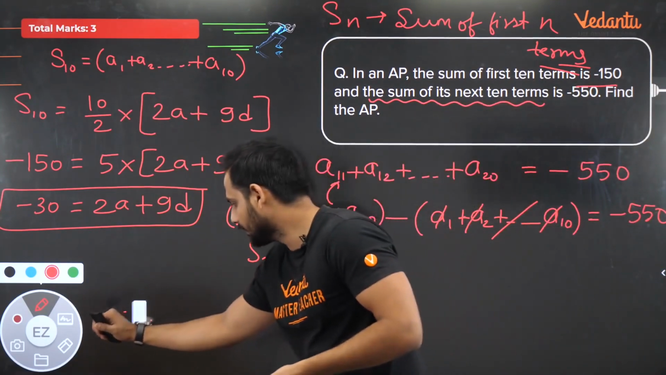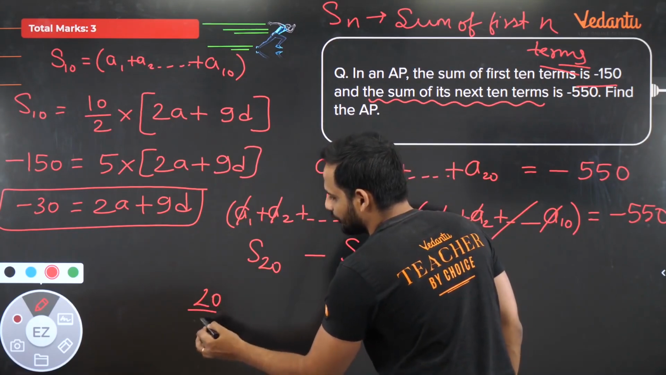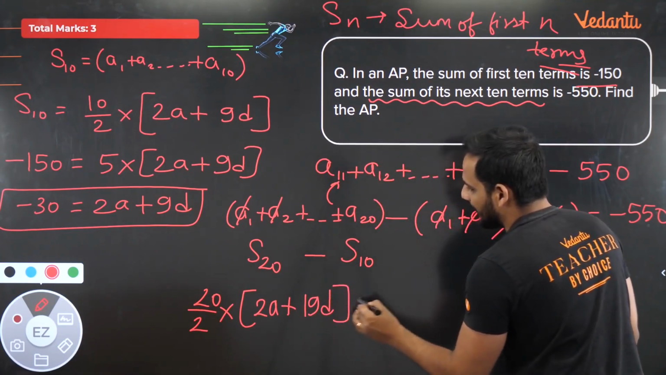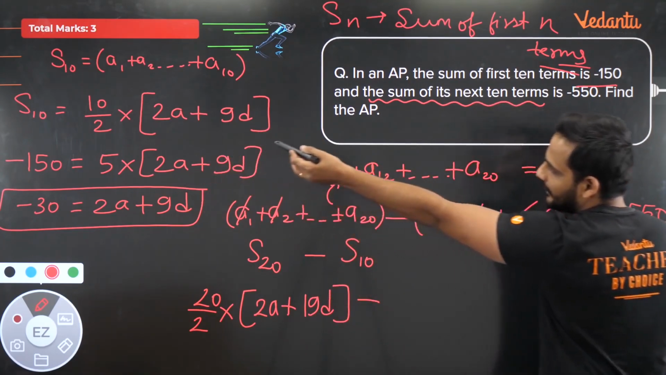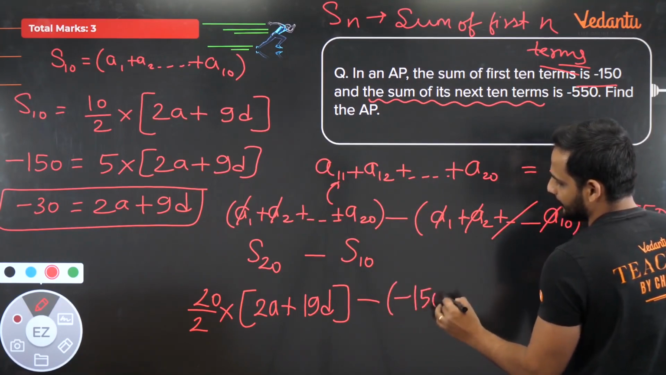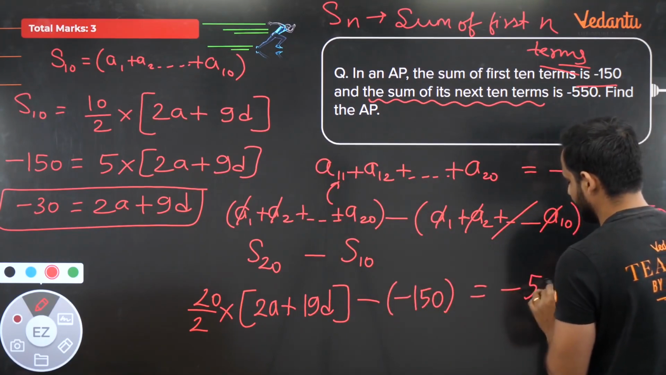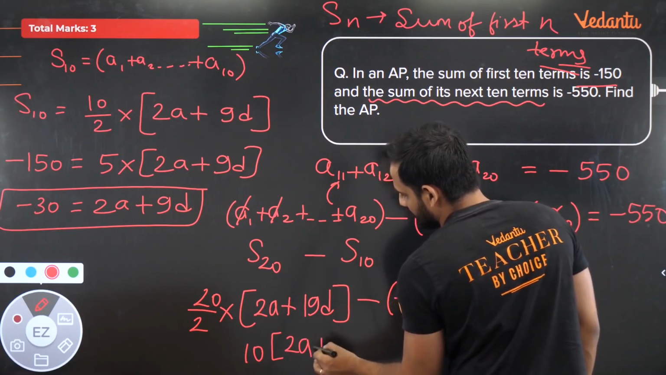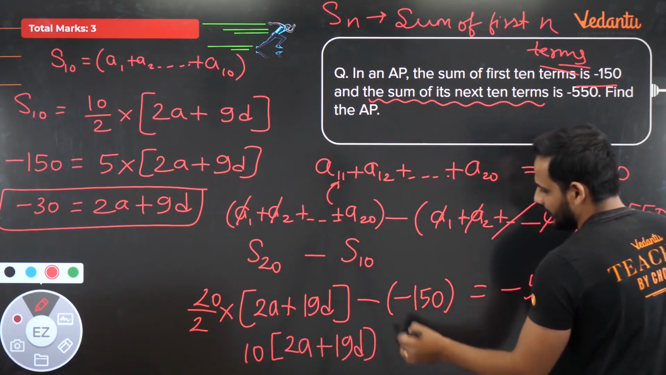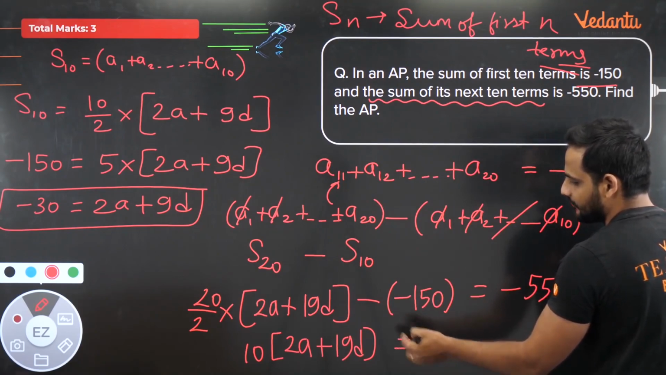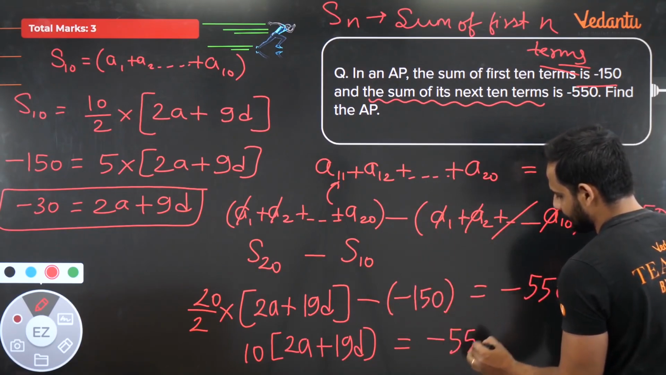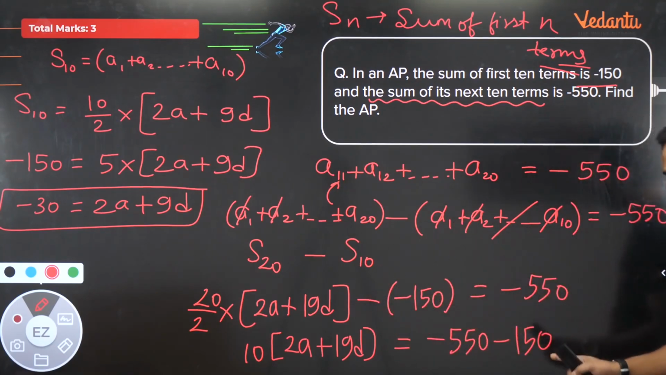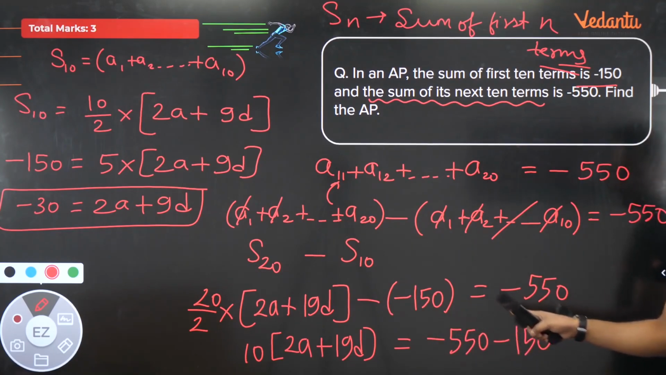S20 according to the formula will be equal to 20 by 2 into 2a plus 20 minus 1, which is 19d, minus S10. By the sum of 10 terms we know now, what is the sum of 10 terms? Minus 150. Okay, this is equal to minus 550. So you are going to get 10 times of 2a plus 19d. Minus into minus is plus 150. If I shift plus 150 there, it will become minus 150. So minus 550 minus 150.